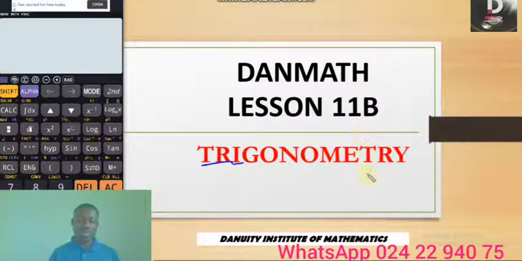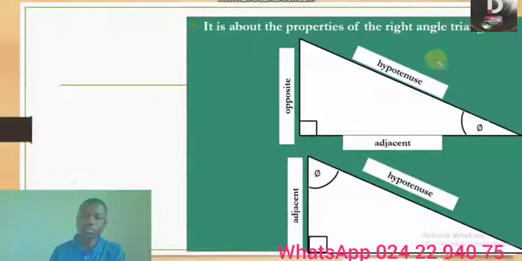Trigonometry has got to do with the properties of the right angle triangle. Already you know the right angle triangle because you have done angles. So if you know what the videos on angles, check it, and you know why you are going to apply it over here and how it's going to behave.